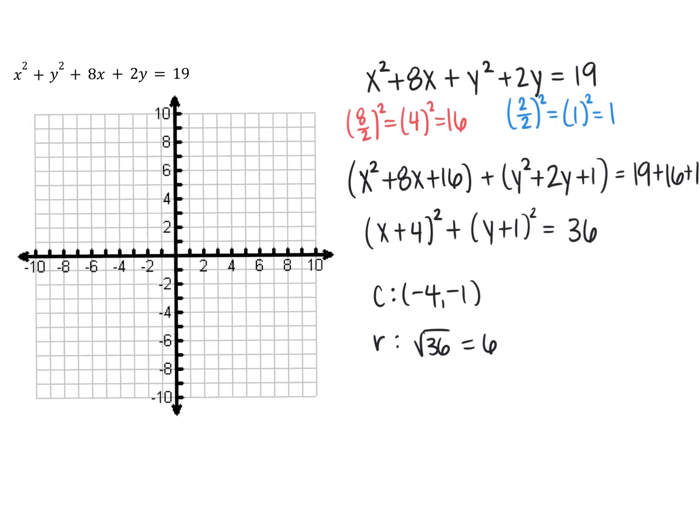My center, (-4, -1). I'm going to apply my radius of 6. I'm going to go up 6, down 6, right 6, and left 6. And then connect the 4 points to get the circle.